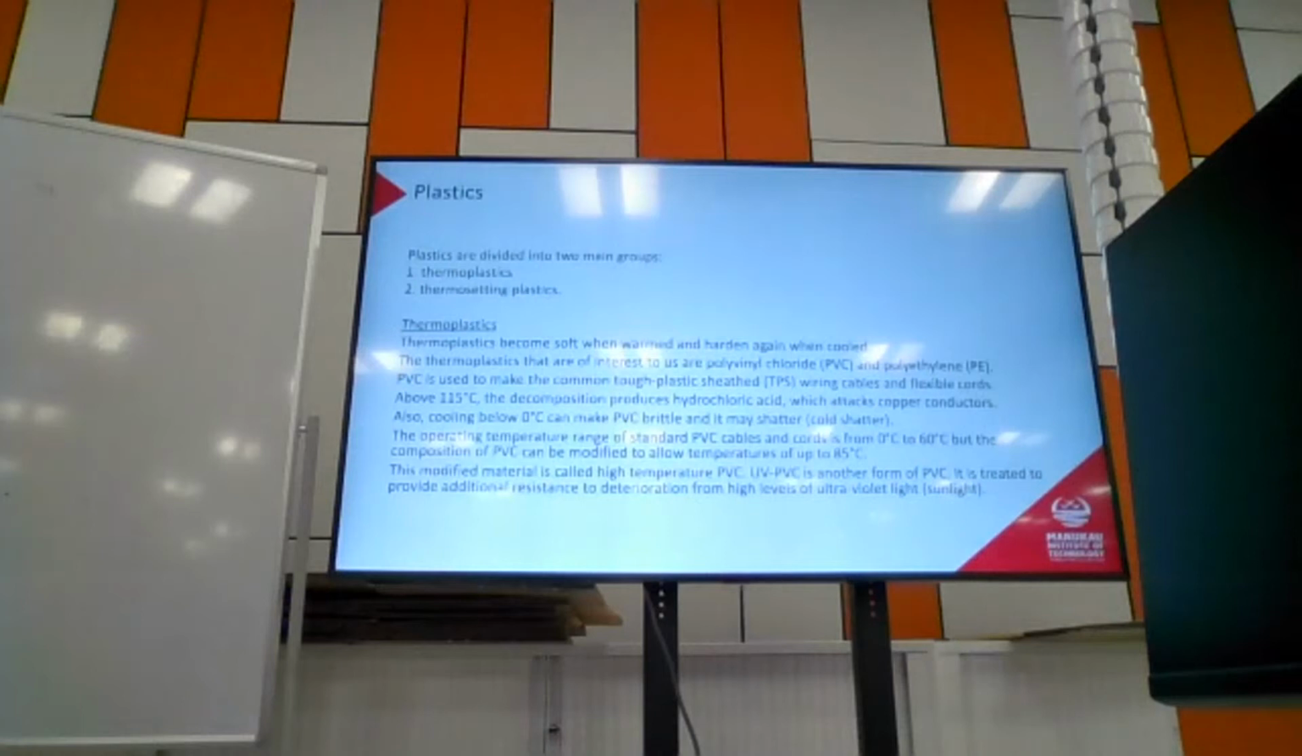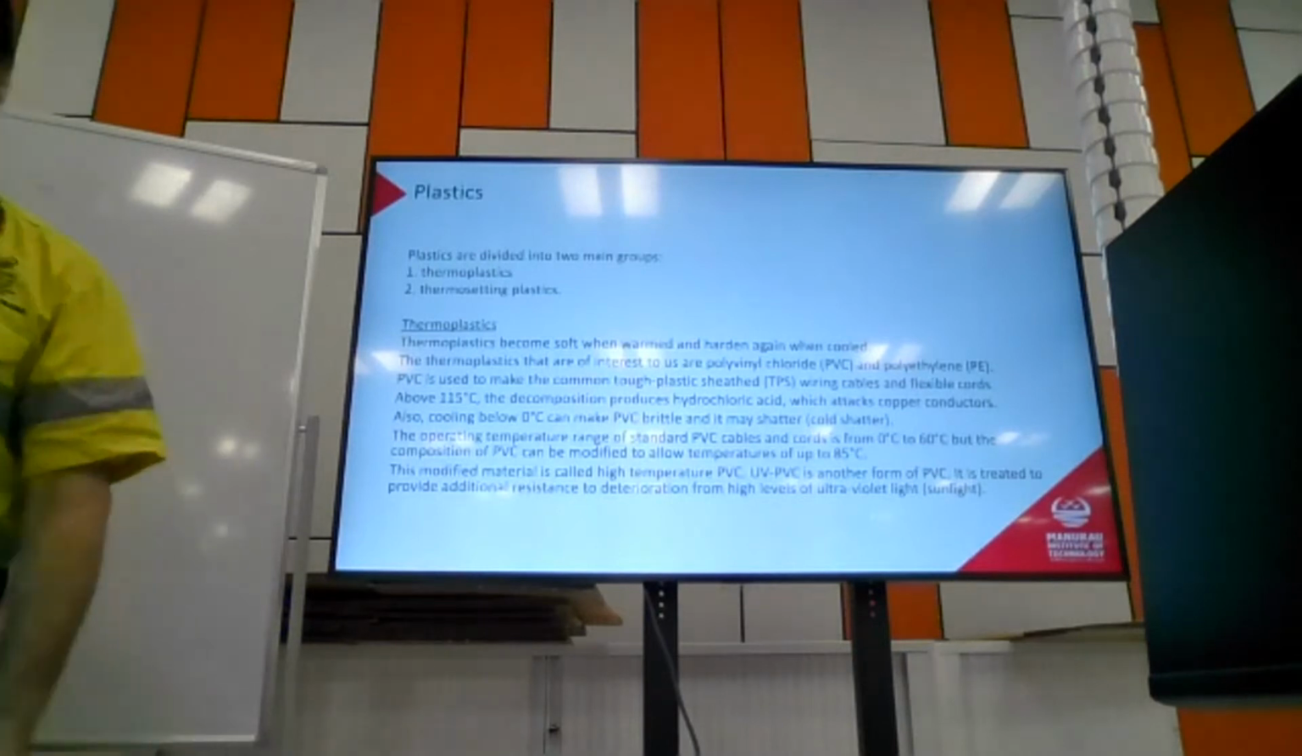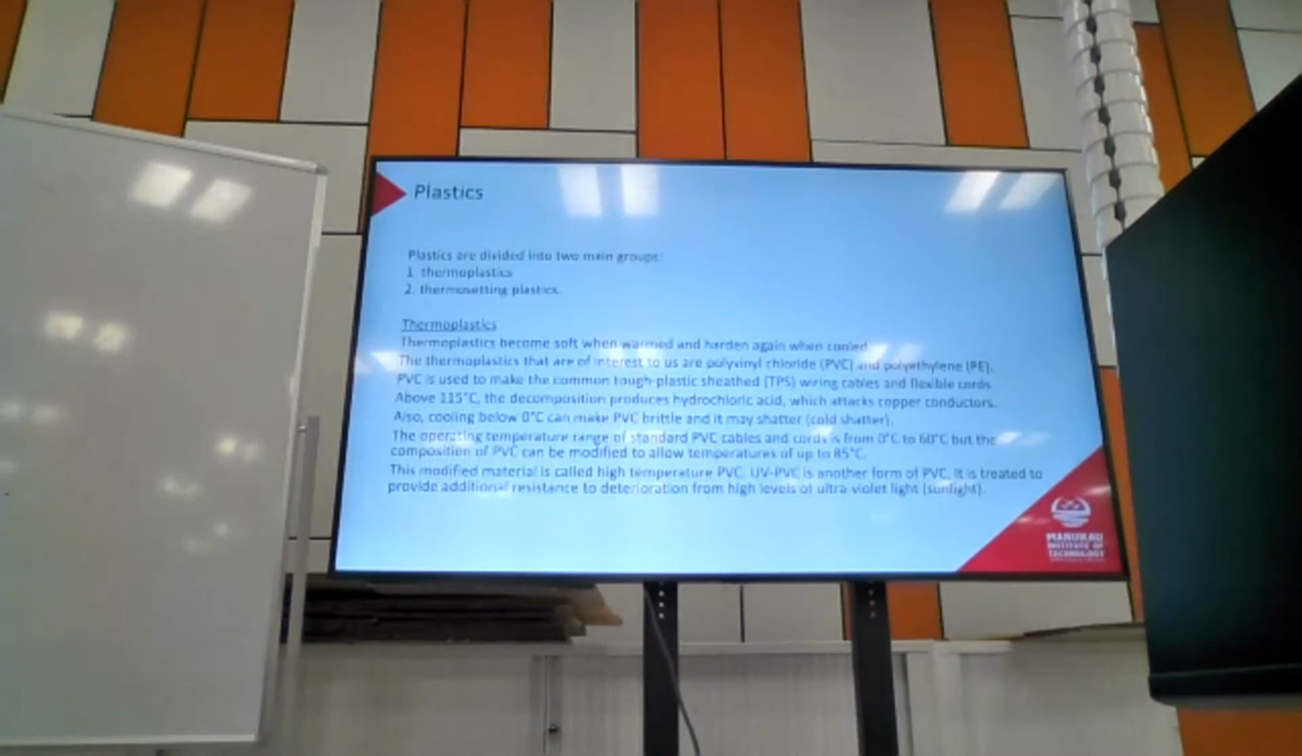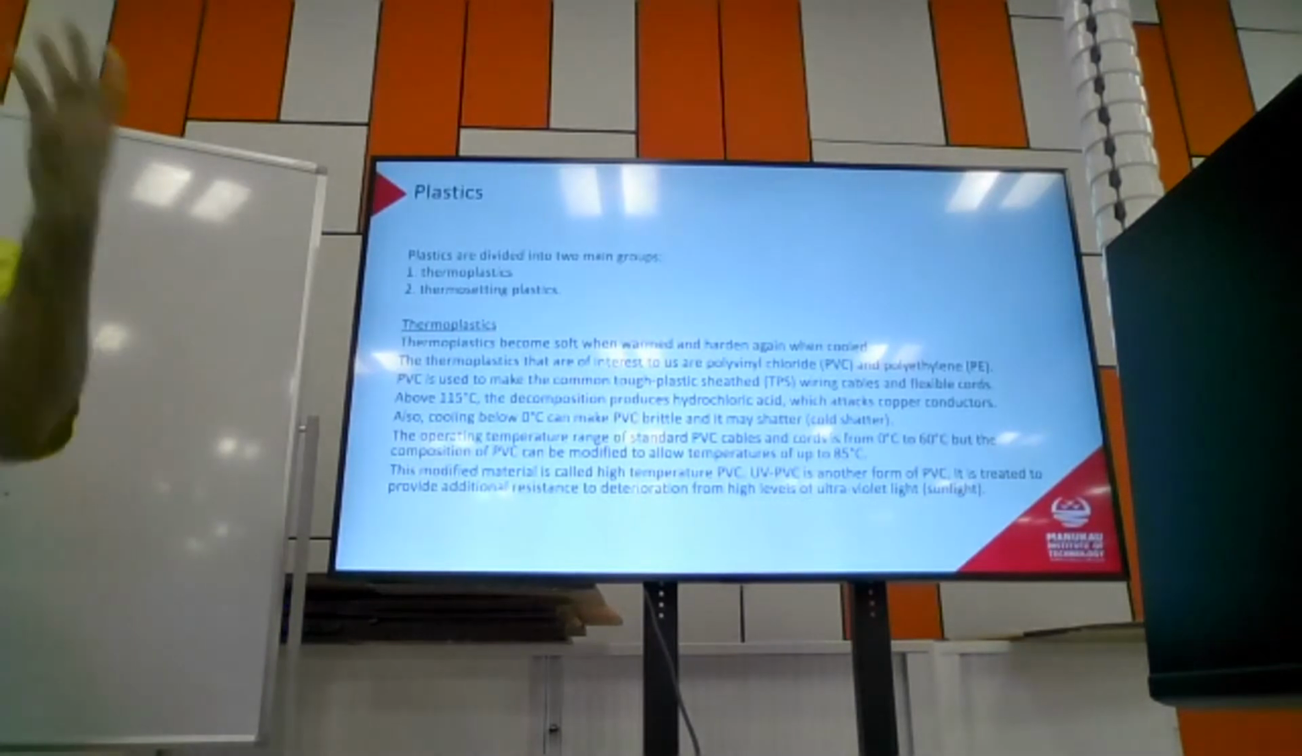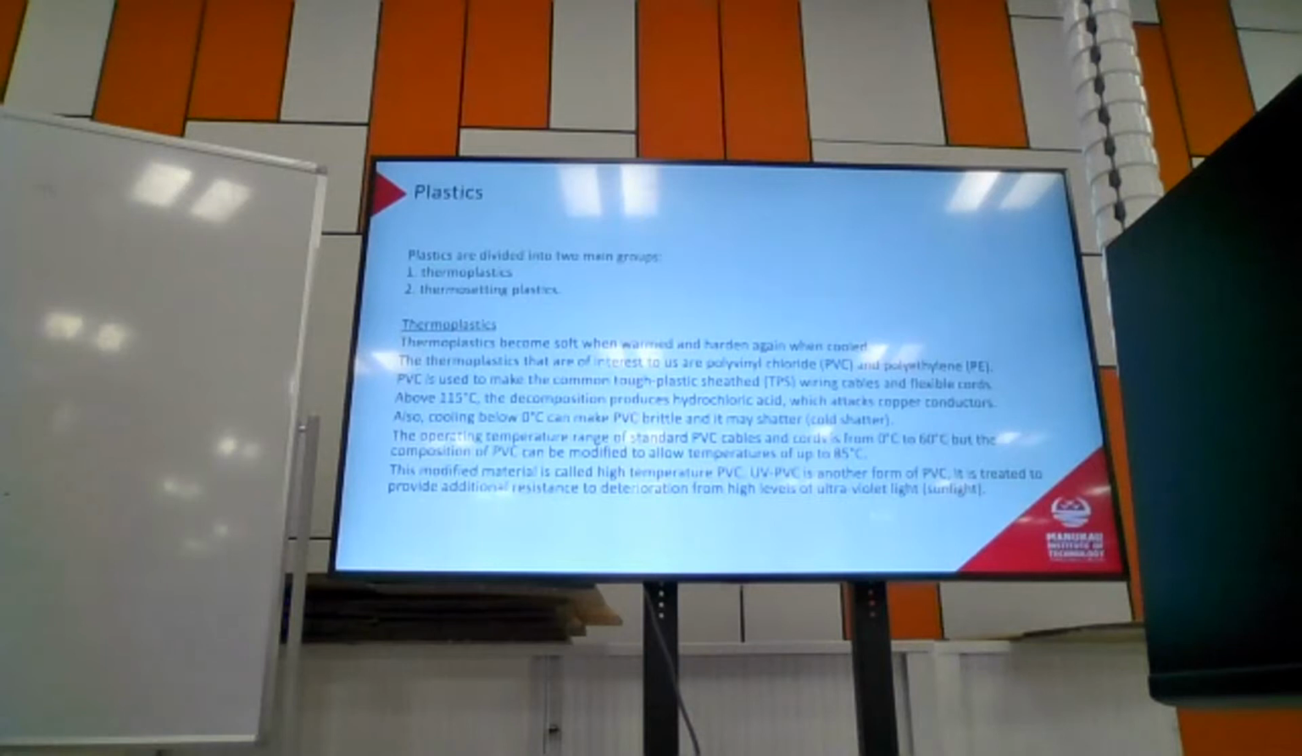The modified material is called high temperature PVC. UV PVC is another form of PVC, treated to provide additional resistance to deterioration from high levels of ultraviolet light. So our normal TPS is not particularly UV stable because it's not designed to be exposed to sunlight, right? A normal flex that you would use for an appliance lead or something should be UV stable because it's going to be out. It might not be outside, but it will be exposed to natural light.